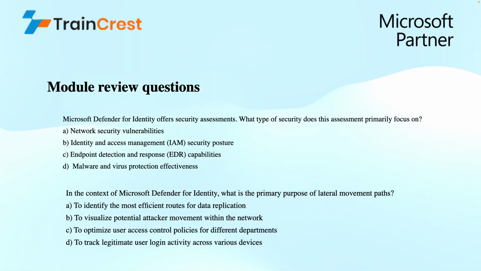The question is, Microsoft Defender for Identity offers security assessment. Which type of security does this assessment primarily focus on? Option A, network security vulnerabilities. Option B, identity and access management security posture. Option C, endpoint detection and response EDR capabilities. And option D, malware and virus protection effectiveness. Do let me know your answer in the comment section.